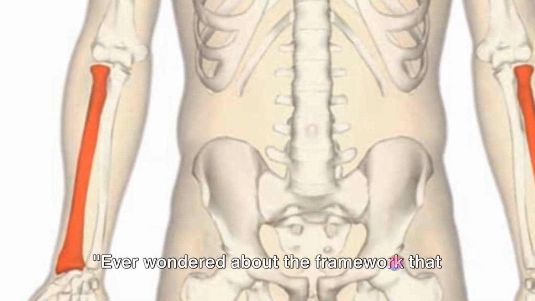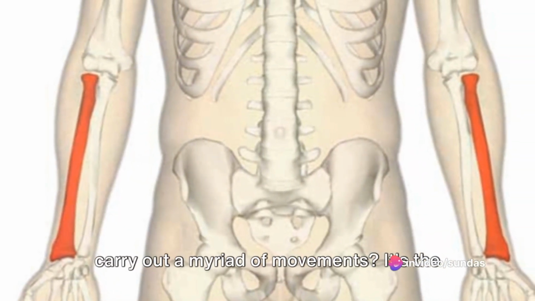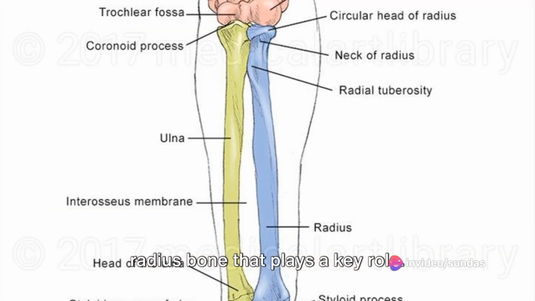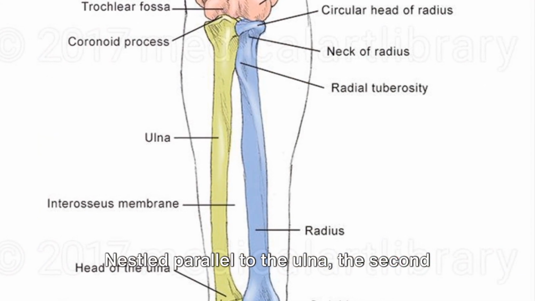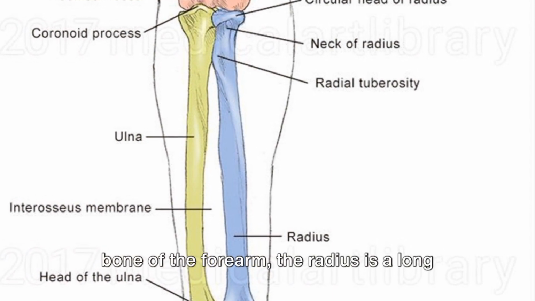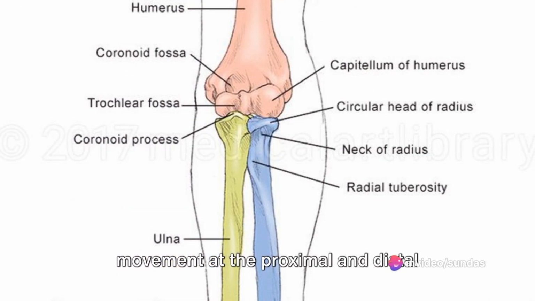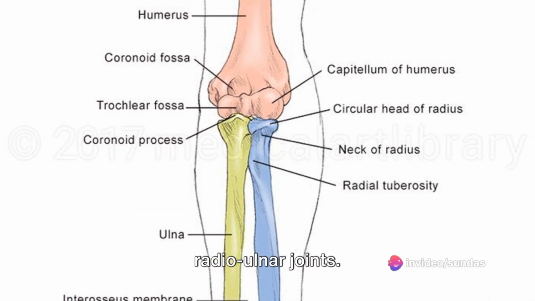Ever wondered about the framework that enables your arm to rotate, twist, and carry out a myriad of movements? It's the radius bone that plays a key role. Nestled parallel to the ulna, the second bone of the forearm, the radius is a long bone that pivots around the ulna, enabling movement at the proximal and distal radioulnar joints.